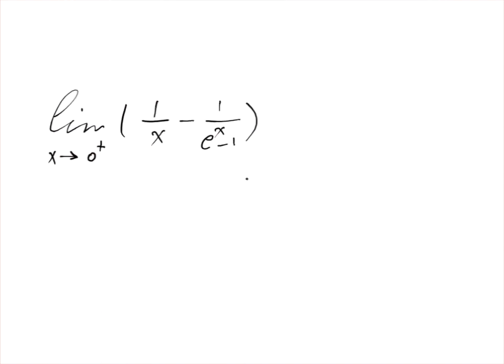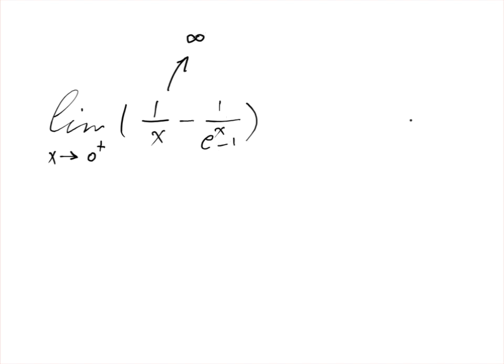The limit of 1 over x minus 1 over e to the x minus 1 as x tends to 0. As x tends to 0, 1 over x tends to infinity. This is from the right side, x is positive, so 1 over x will tend to positive infinity.